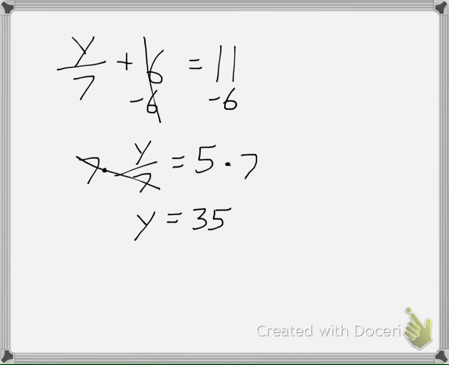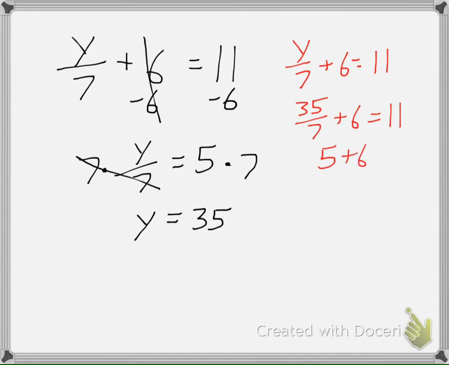Now once again, we can check our answer. I'm just going to do it off to the side this time. So y divided by 7 plus 6 equals 11. And if y is 35, then I get 35 divided by 7 plus 6 should equal 11. Order of operations says I divide before I add, so 35 divided by 7 is 5, and 5 plus 6 is 11. So my check works out. My solution, y equals 35, is correct.